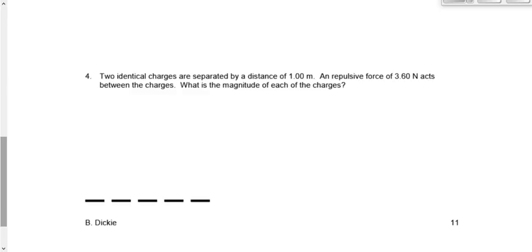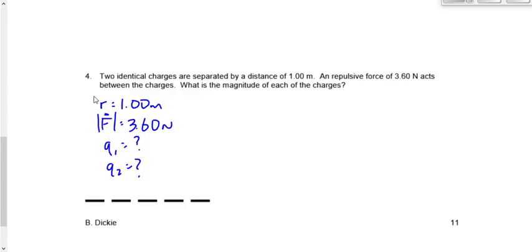A little bit of a different one here, right? My distance here is 1.00 meters. My repulsive force is 3.60 newtons. I'm looking for the value of Q1, and I'm looking for the value of Q2. If those are both the same, though, and it does say they're identical, then why don't we just solve for Q? They're both Q. Instead of calling them Q1 and Q2, let's call them both Q.